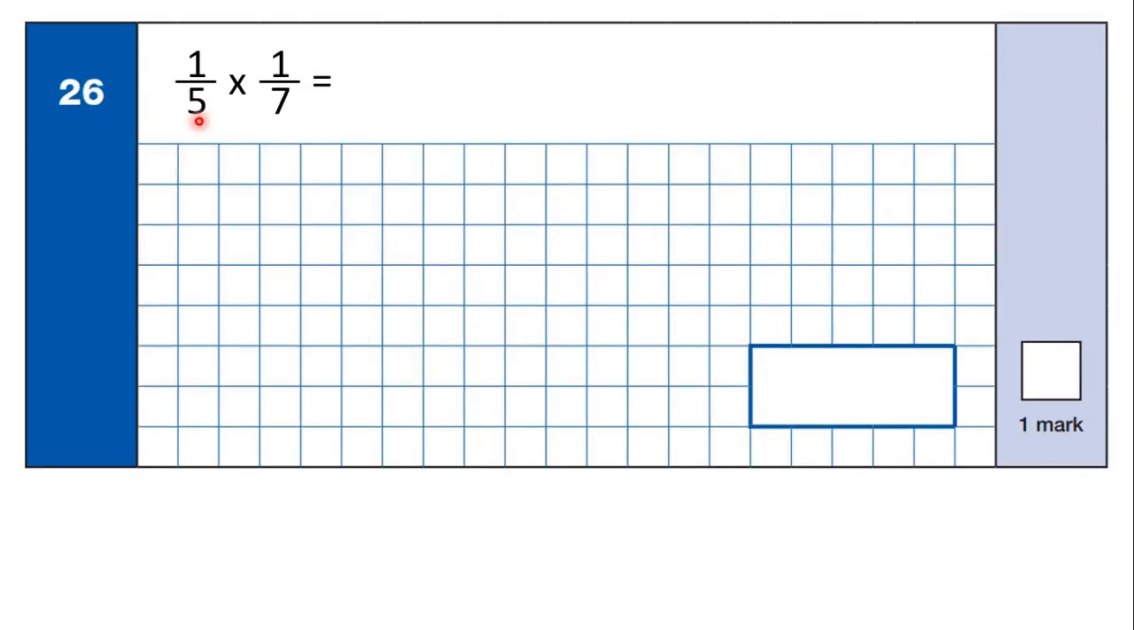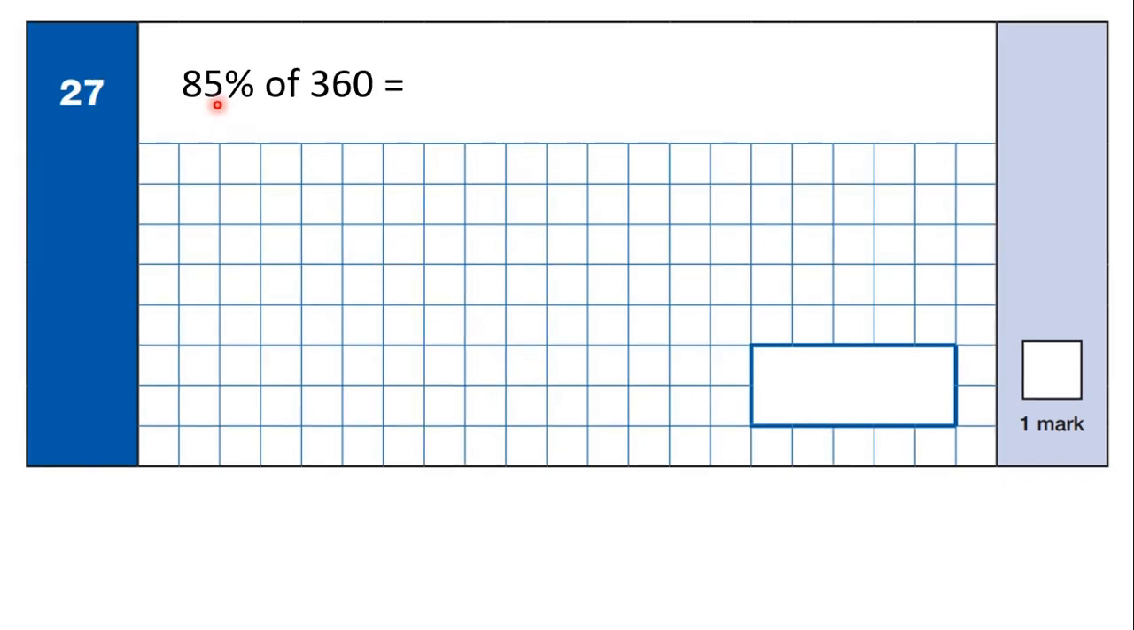Question 26. 1/5 times 1/7. So here we're multiplying fractions. So all we need to do is multiply our numerators. So 1 times 1 is 1. And then we multiply our denominators. So 5 times 7 is 35. So our answer is 1 over 35.